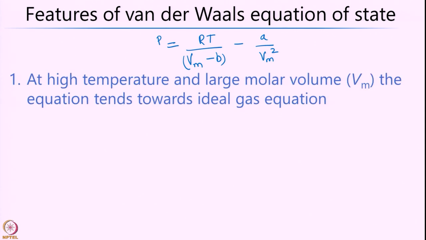The first one is, at high temperature and at a very large molar volume, the equation should tend towards an ideal gas. That is, if I have the temperature term which is pretty high, that means the first term would be very high, and if the molar volume Vm is also very, very high, then the second term actually becomes vanishingly small compared to the first. So, this equation would tend towards P is equal to RT divided by Vm, with the B factor being very small in comparison to Vm. That is, if Vm is much, much bigger than B, right? That is what we are talking about, that Vm is very, very large.